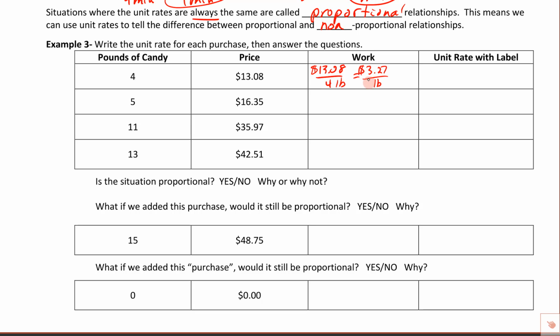Make that look a little bit better. Slide that over. Remember, LB is the abbreviation for pound. Sounds weird, but that's what it is. So here's the unit rate with the label. I'm going to shorten this work in just a minute, but I've shown everything here. So we're going to write this down.